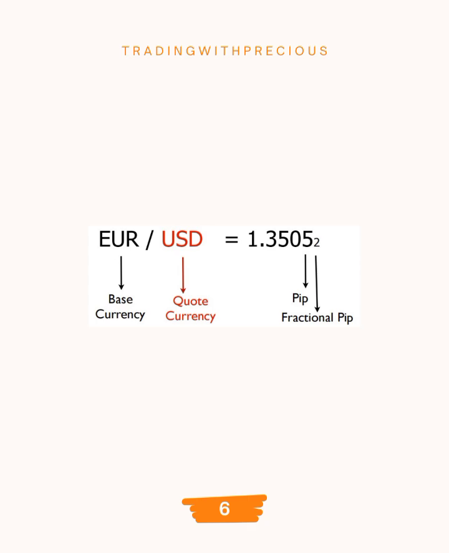The value you are seeing on your screen, which is 1.3505, let me explain what it means. It means that for every euro, for 1 euro, you need 1.3505 of the USD to buy the euro. Just as I explained in the previous slide, Forex trading has to do with buying and selling of different currencies.